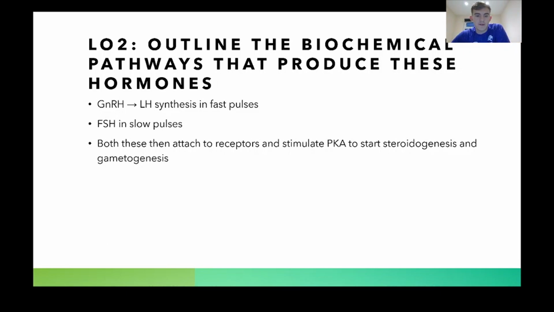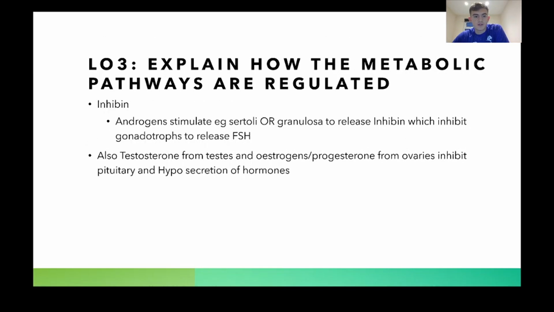So as we talked about, that three-step system again. In the hypothalamus, we've got gonadotropin releasing hormone, which allows the pituitary to release this LH and FSH. FSH usually in slow pulses and LH in much faster. And both of these then attach to receptors and stimulate protein kinase A to start steroidogenesis and gametogenesis. So we talked about inhibin, which basically stops that action of FSH and LH, as well as testosterone and estrogen having that negative feedback effect on the pituitary and the hypothalamus.